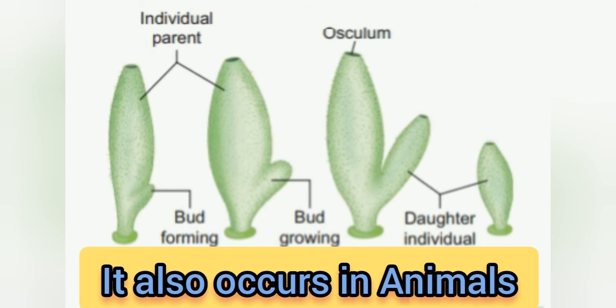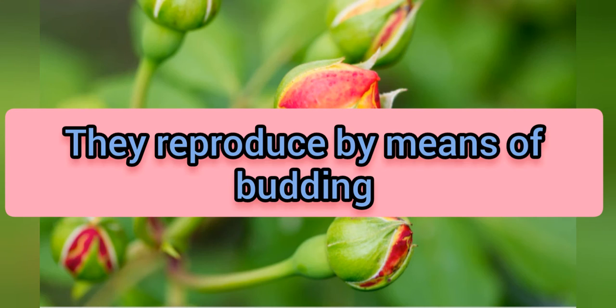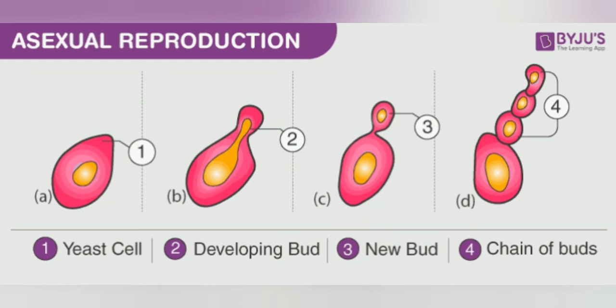It also occurs in animals such as sponges, hydra, and corals. They reproduce by means of budding. It is the same process: a small outgrowth is formed and cellular division occurs, then it enlarges, detaches from the parent body and develops into a new organism.